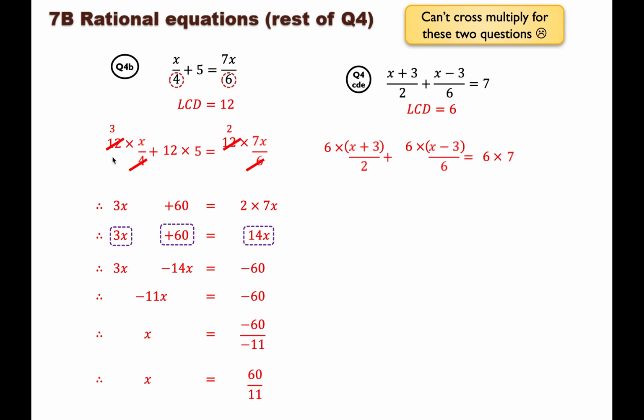Now our cancelling will work the same. This looks a little bit scarier, but that's okay. I'm here with you. I've got a 2 on the bottom and a 6 on the top. Hey, I can divide them both by 2. 6 divided by 2 will be 3, and 2 divided by 2 will be 1.